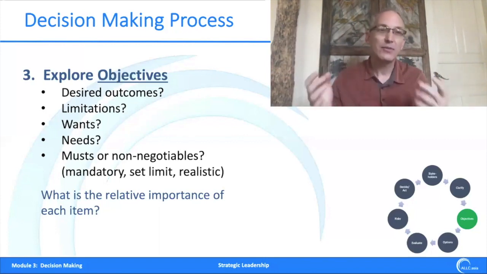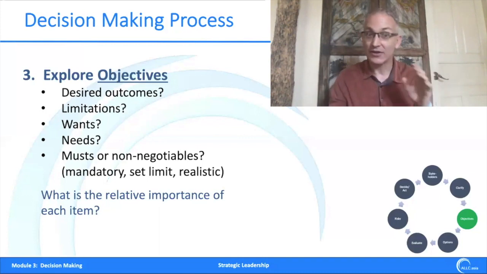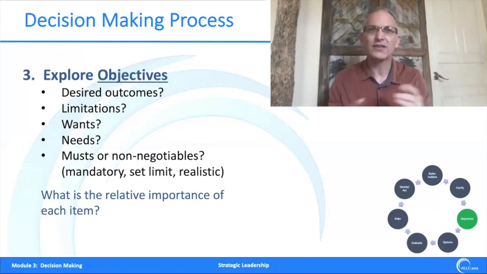And then for the most part, we're just thinking about wants and needs. What do we really want? What do we really need out of this decision? And are some of these things musts or non-negotiables? We absolutely have to have this aspect, or we can't choose that alternative, right? So these are the things we want to think about when looking at objectives.